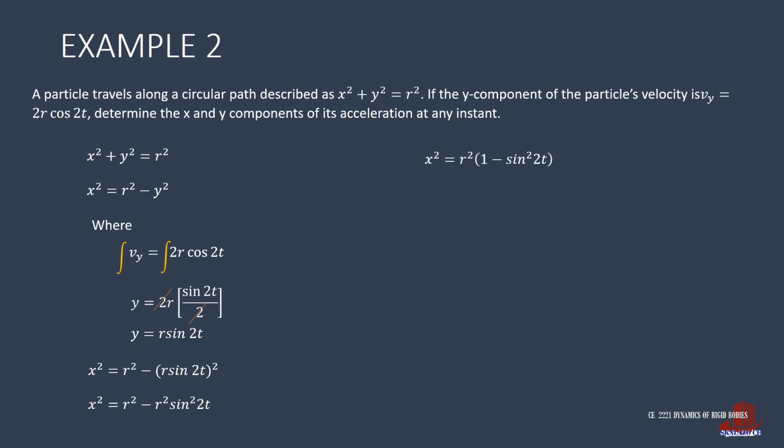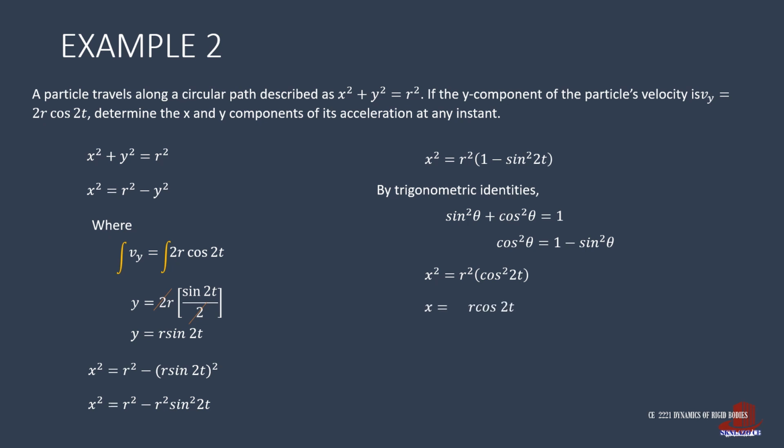Now take a look at the binomial, where we can use basic trigonometric identities, particularly that the sum of the squares of sine and cosine of an angle is 1. Group 1 and sine squared together to copy the 1 from the identity, so we can have it shortened as x squared is equal to r squared times cosine squared of 2t. Now we can take x as r cosine of 2t.